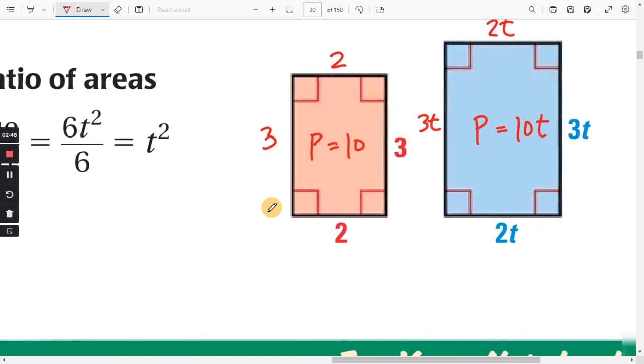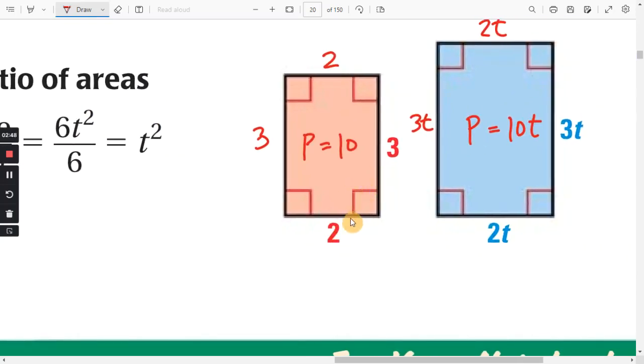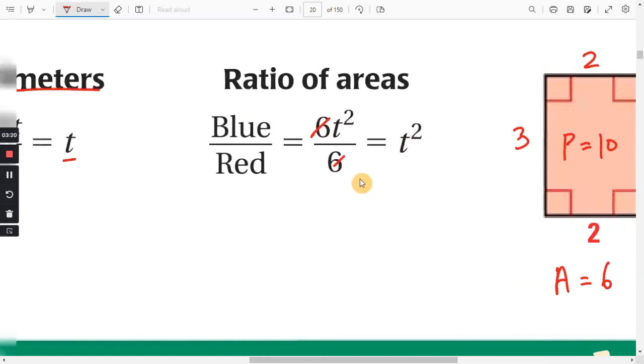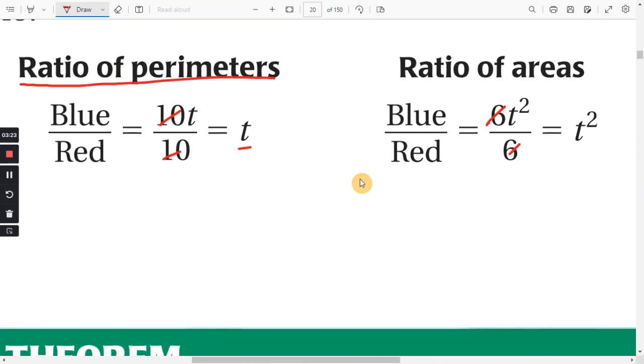Now, if you do the ratio of the areas, for the rectangle, it's base times height or length times width. So 3 times 2 is just 6. And the area is 6. And over here, it's 3t times 2t. 3 times 2 is 6. And t times t is t squared. So if you were to do the ratio of the areas of the blue to the red, it would be 6t squared divided by 6. And that's what they did right here. Okay, the 6's cancel and you're left with t squared. So as you can see, to get the ratio of the areas, you have to square it.